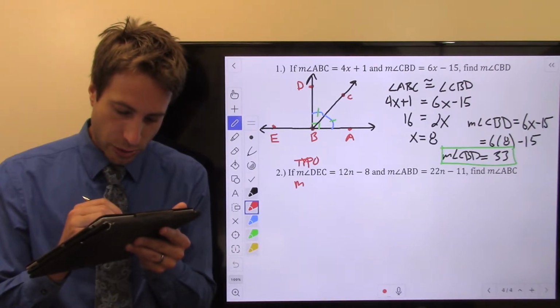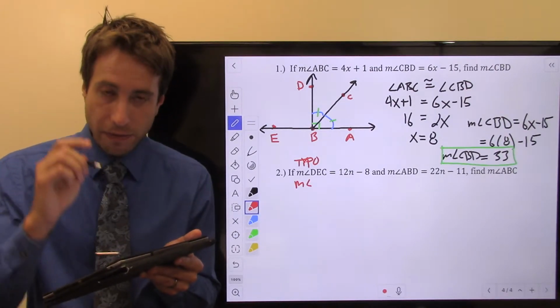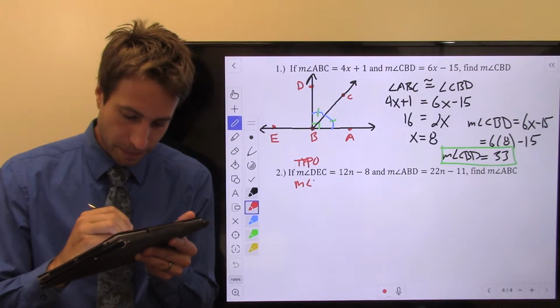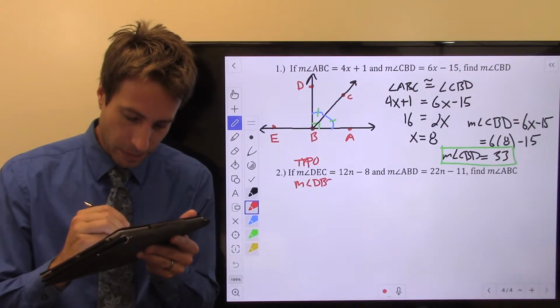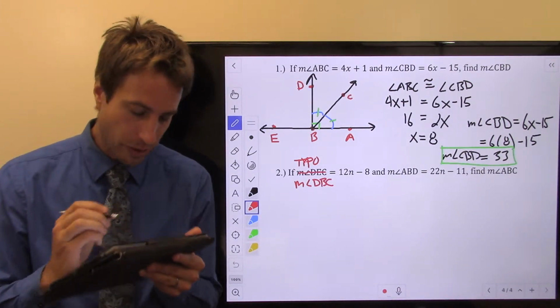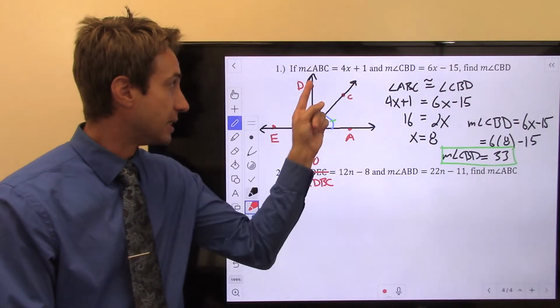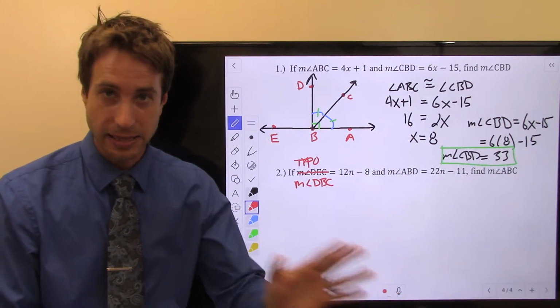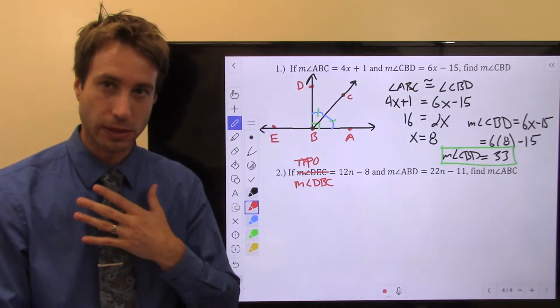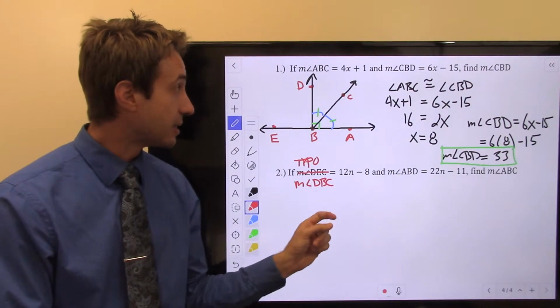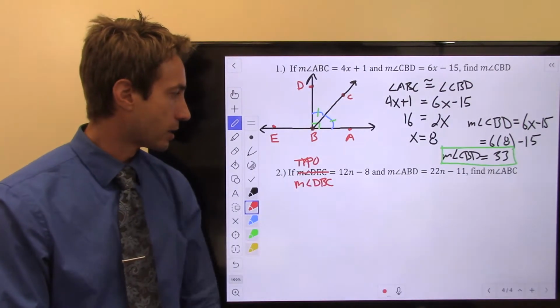Simply change this to the measure of DBC. So go ahead and squiggle that out, right? Not the measure of DEC, not that. DEC doesn't make any sense, my fault, typo. DBC, so DBC, right? So I want you to find that measure.